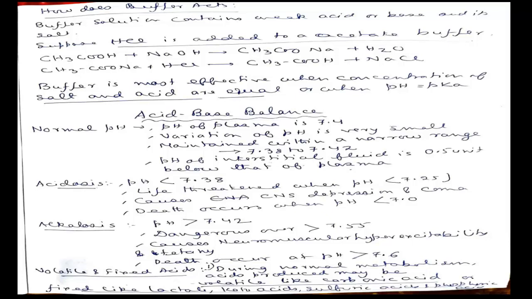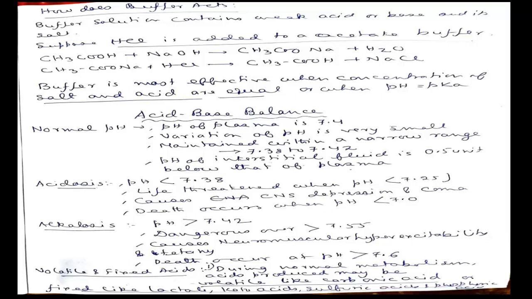Next is acid base balance. As we all know, normal pH is 7.4. Variation of pH is very small. It is maintained within a normal narrow range, that is 7.38 to 7.42. pH of interstitial fluid is almost 0.5 unit below that of plasma.